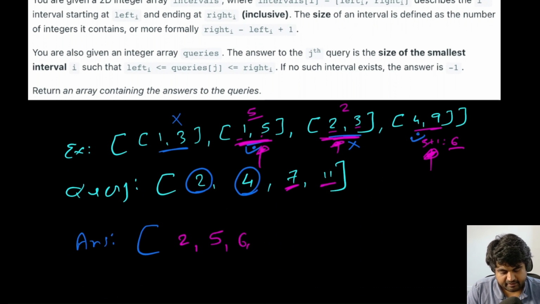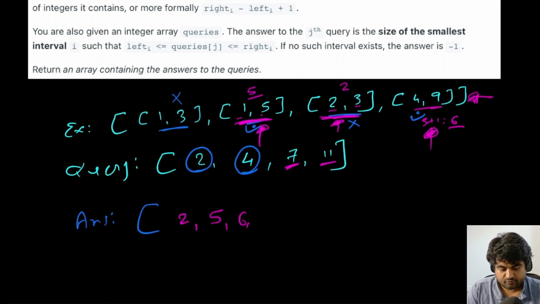And for 11, notice that there does not exist an interval that contains value 11. So we cannot fulfill this query. So in that case, we need to return minus 1. Okay, so this is the answer we need to return.